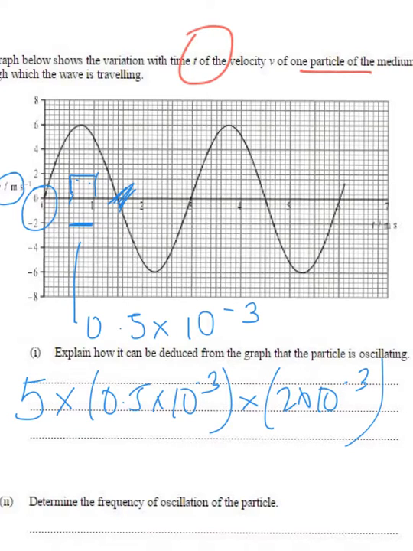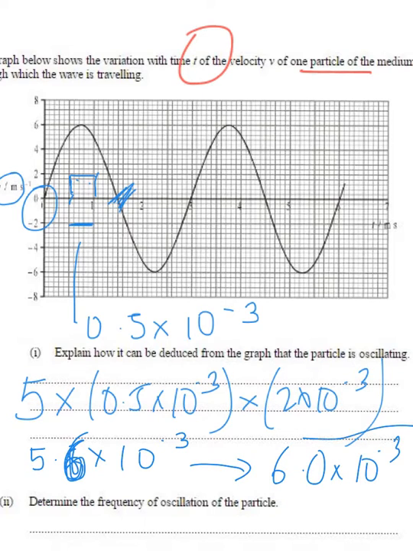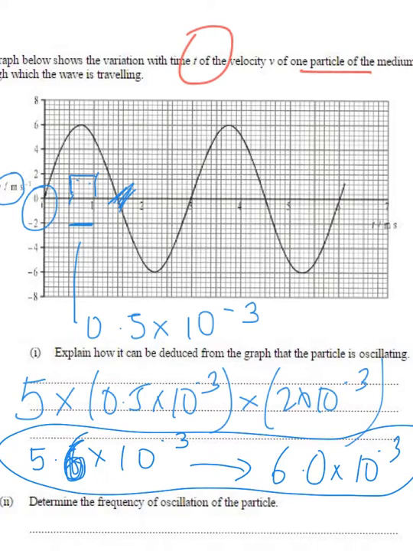Now the range of values that is acceptable is anything between 5.8 times 10 to the minus 3. Oh, actually, it's even more generous than that. It's 5.6 all the way to 6 times 10 to the minus 3. So anything between this range would be considered an appropriate value for the area.